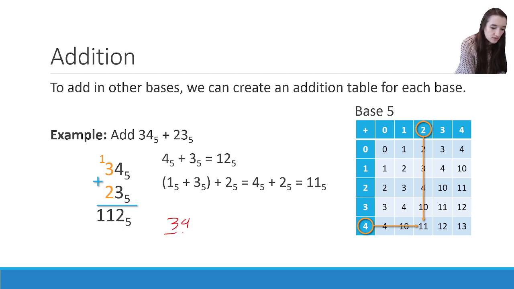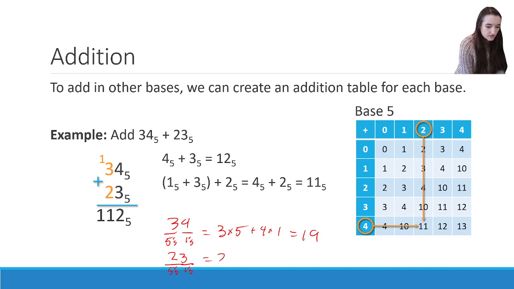So 34 is 3 5s and 4 1s. So 34, we go 3 times 5 plus 4 times 1, which equals, so 3 5s is 15, plus 4 is 19. Then 23, again, 5s, 1s, so that's 2 5s is 10, plus 3 1s is 13. And we're adding these together, 19 plus 13 is 32, so we're hoping this is 32.